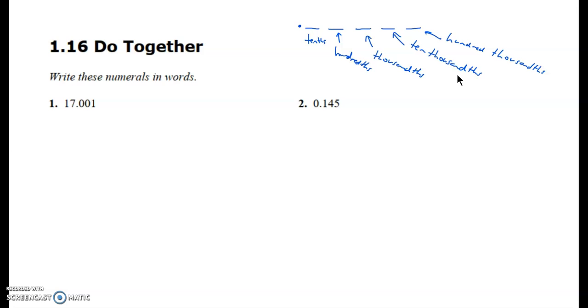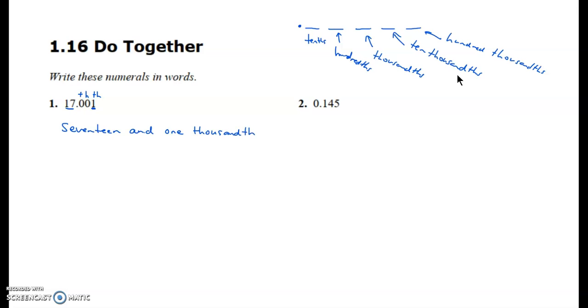So we're going to write these numerals in words, only using the word "and" where we see the decimal point. On the whole number side, we have 17. So we write that, 17. And then here comes our decimal. And we see we have a 1 here. But what position is this in? Tenths, hundredths, thousandths place. 17 and 1 thousandth.